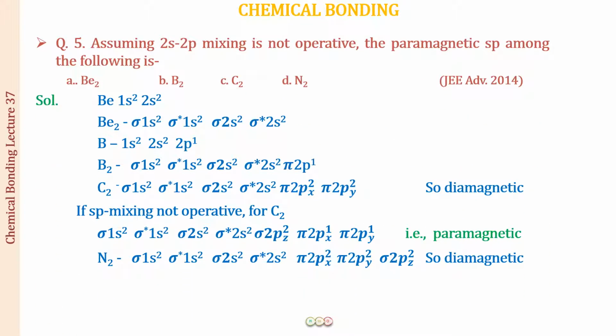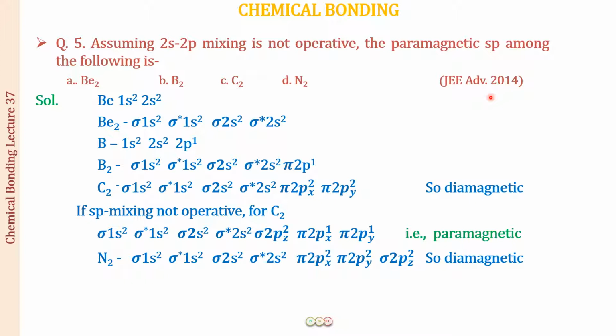Now, the last question that I have for today is not in relation to the tricks that you have learned today, but something that we learned in the last lecture. Assuming 2s2p mixing is not operative, the paramagnetic species among the following is. This is something that I have been telling you in the last lecture, and it is very important so that you do not commit any mistake in the examination. I put this question as well. The choices are Be2, B2, C2 and N2, and this question was asked in JEE Advanced 2014.